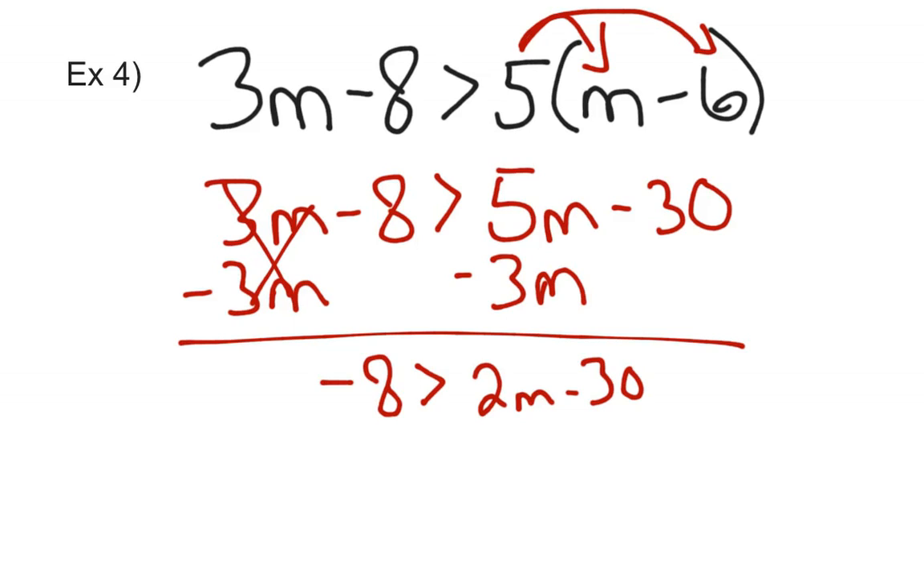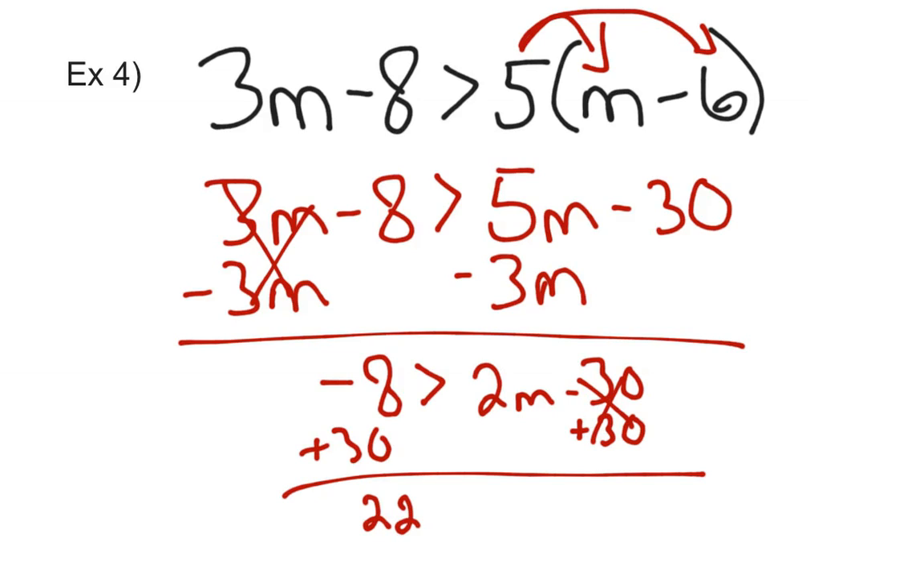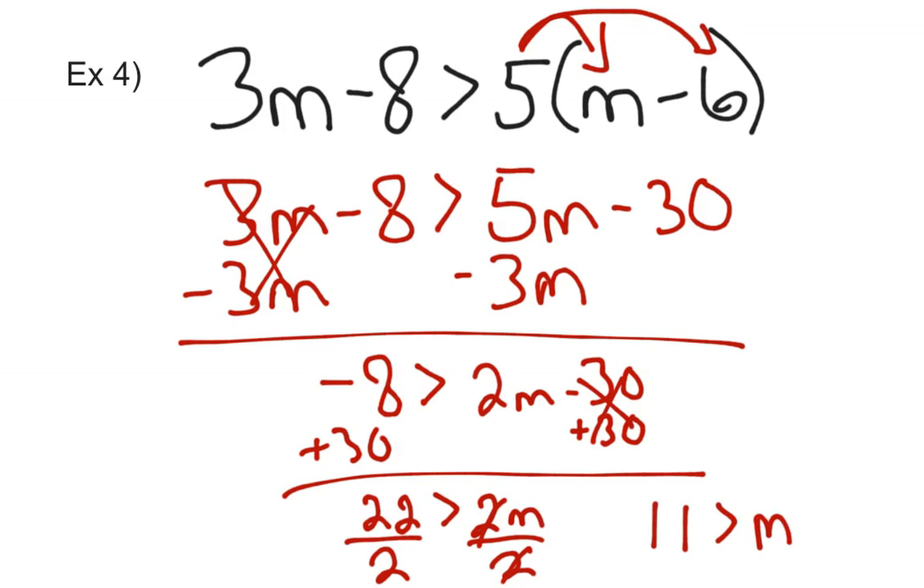Okay, now I have to get the constants away from the variables, so I get rid of a negative 30 by adding 30. Add 30 to the left. Negative 8, positive 30 gives me a positive 22. There are more positives than negatives, that's why it's a positive 22 is greater than 2m. Last step, get rid of that 2 by dividing by 2. 22 divided by 2 is 11, is greater than m.